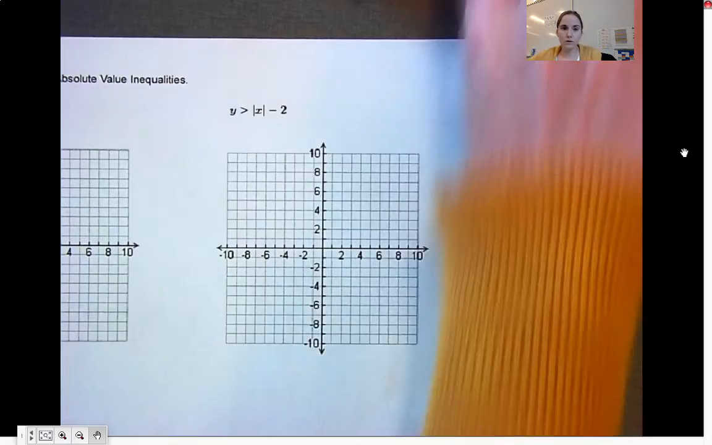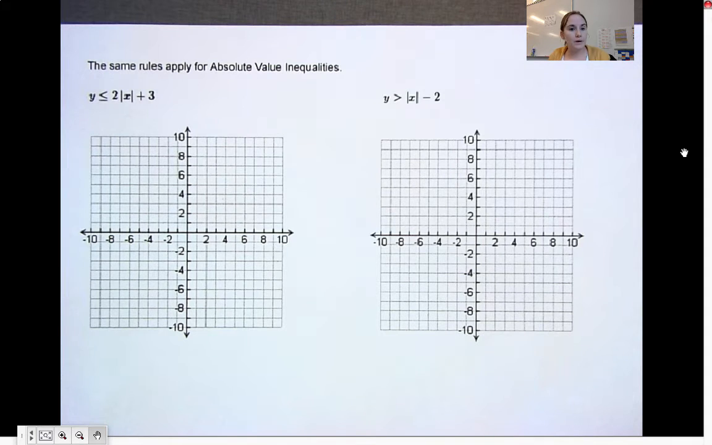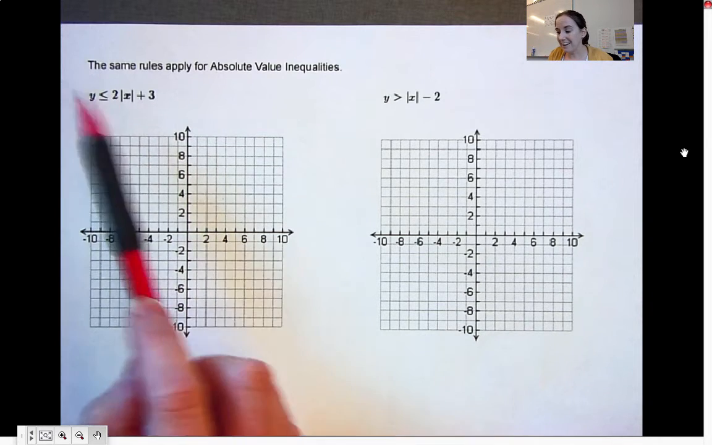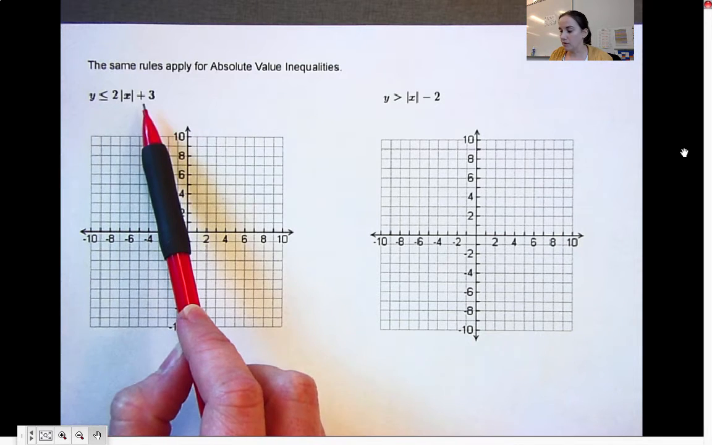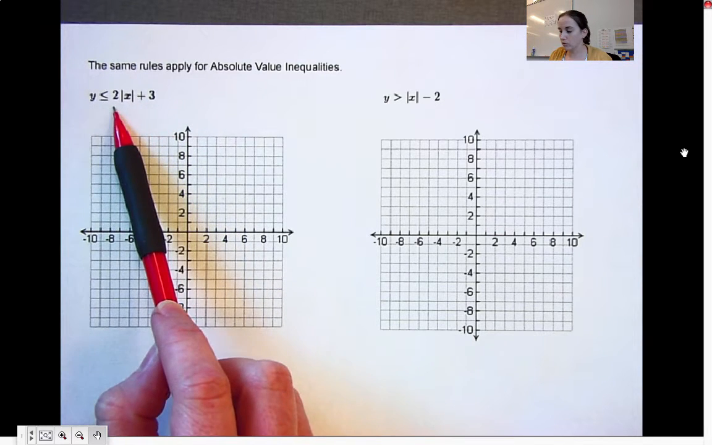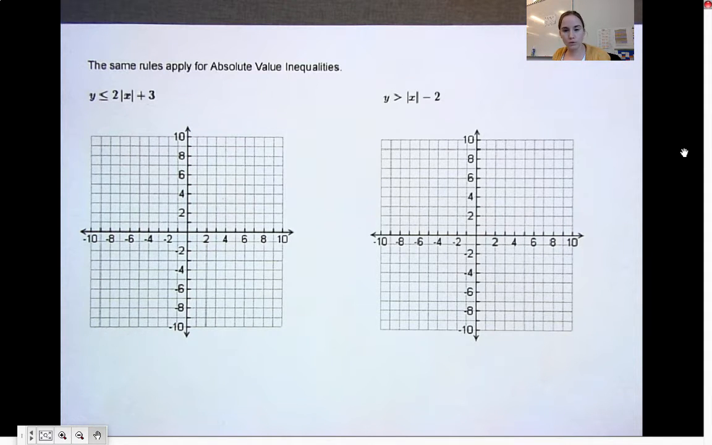Now let's graph absolute value inequalities. You may want your calculator for this, and that's okay, or you can plug in points, it doesn't matter. You remember that the absolute value equation creates a V shape, so these should be V shapes, and they have been transformed in some way. This is shifted up, and it's also a vertical stretch by 2. So we want to make sure that we do this correctly.